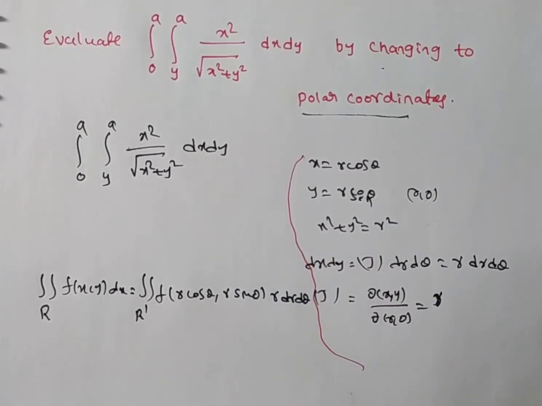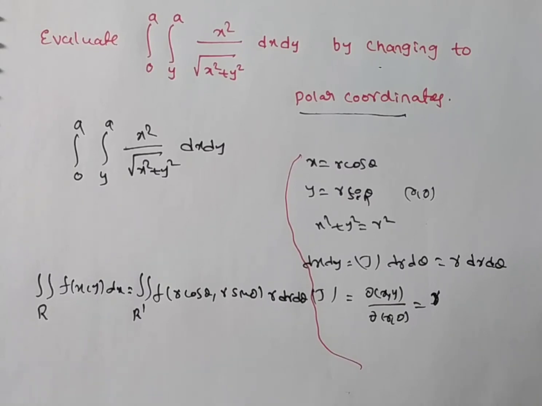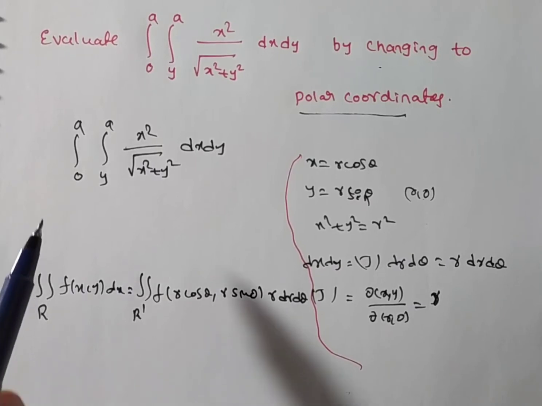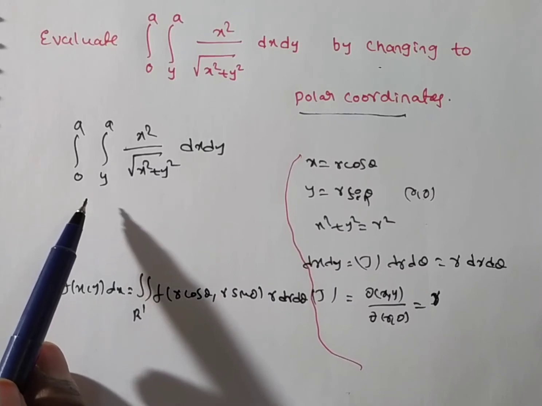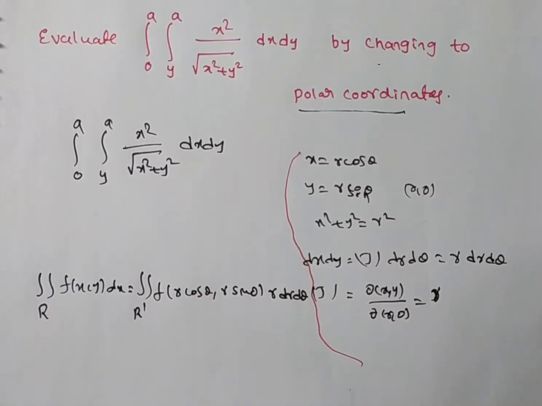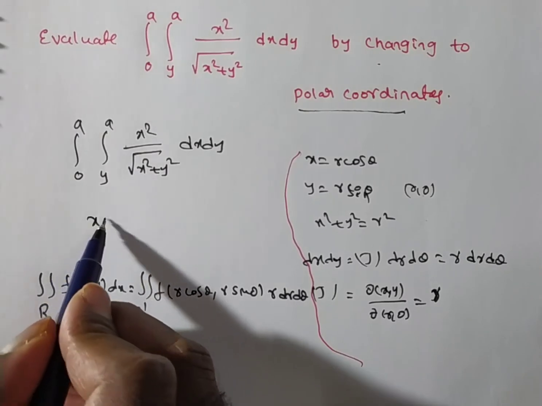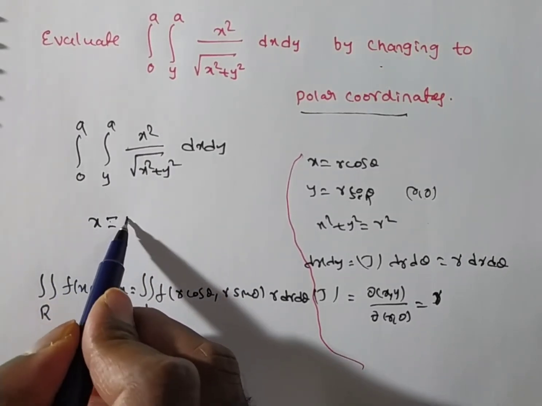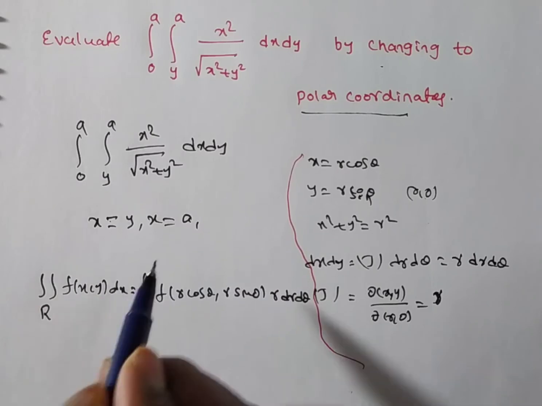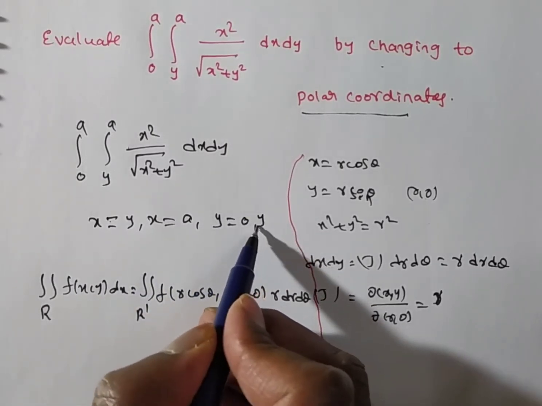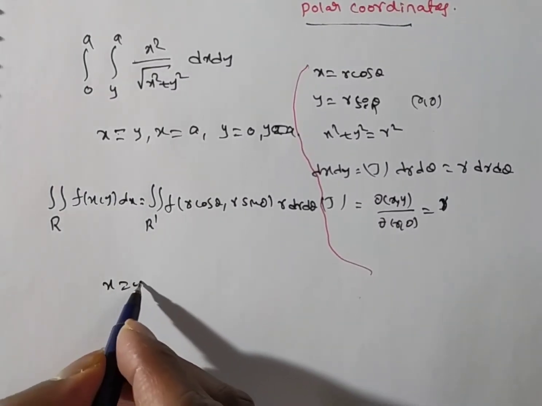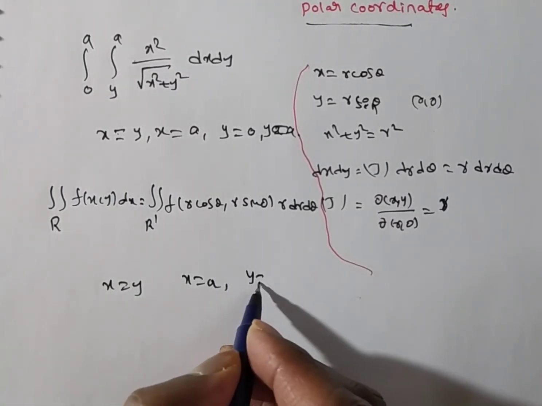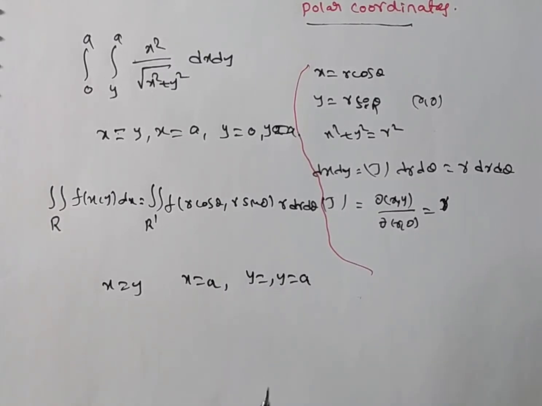Next, we need to find the limits of r and theta, which we find based on the region. Here you observe the integration: the limits of x and y are given. The x limits are a function of y, so obviously these are the limits of x. So the x limits are x is equal to y, comma, x is equal to a. And the y limits are y is equal to 0, comma, y is equal to a.